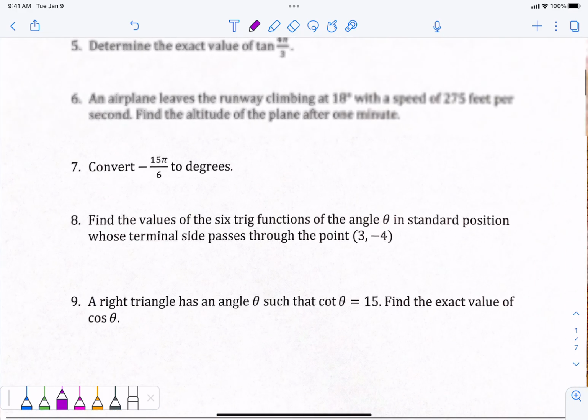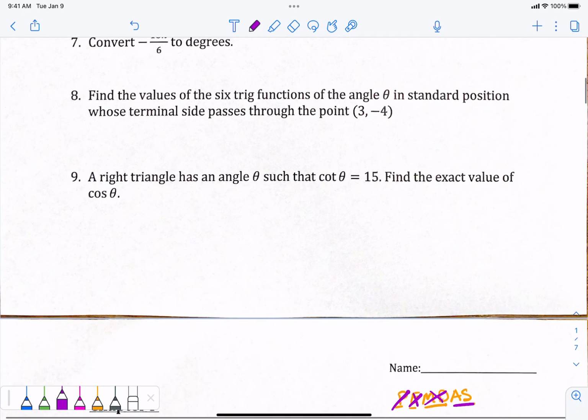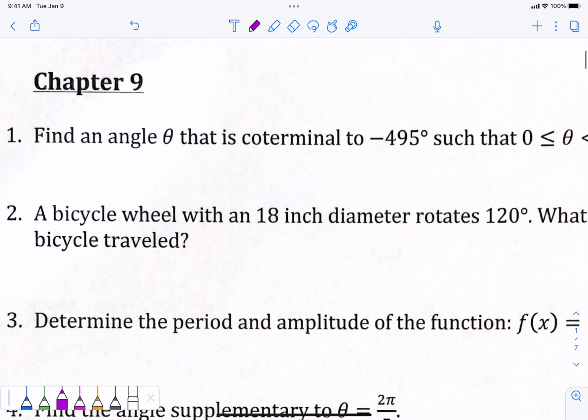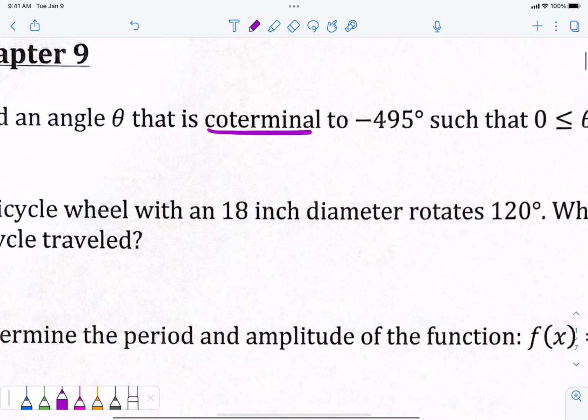Do you want to go from top down or from bottom up? Top down. Okay, so go up to 1. Find the angle that is coterminal. What does coterminal mean? Add or subtract 360. It's the same stopping place.